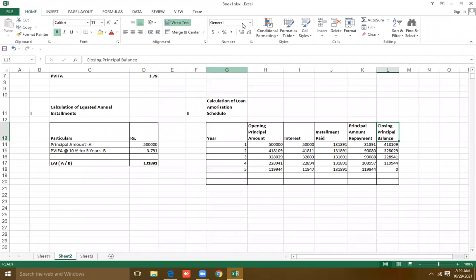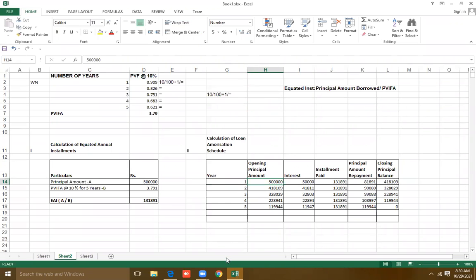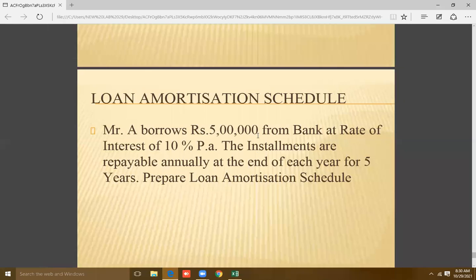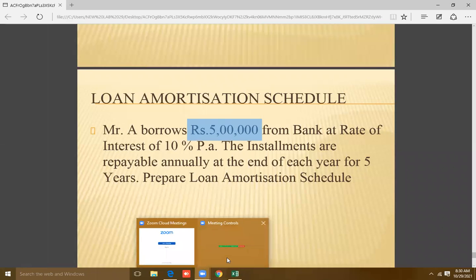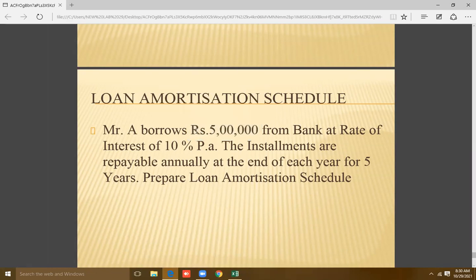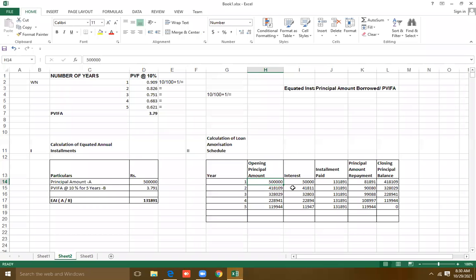Comfortable, everybody? Have you all done with these columns? Okay. So see, first start with year 1. Opening principal balance in the first year will be 5 lakh rupees because you are borrowing 5 lakh rupees. It is given in the question how much you are borrowing from the bank. So your opening principal balance is 5 lakh.